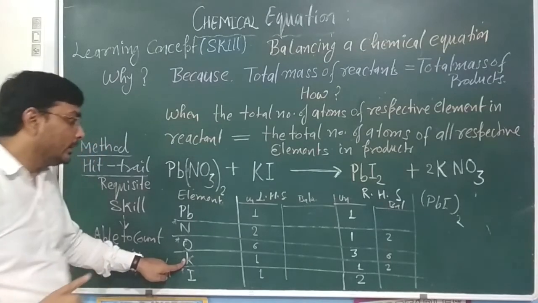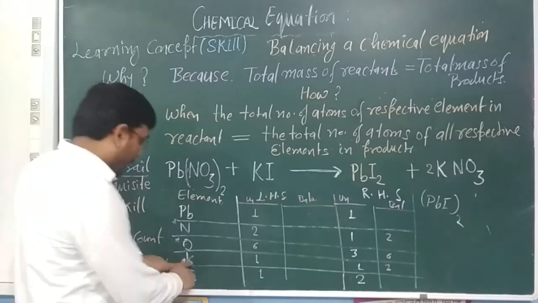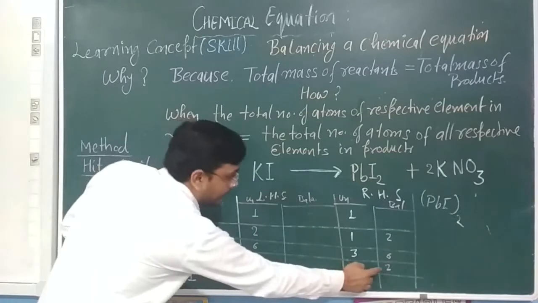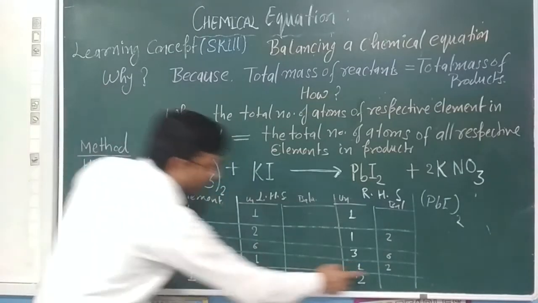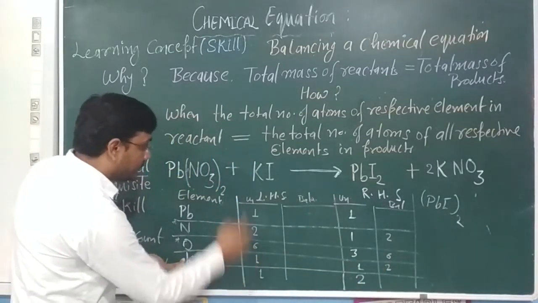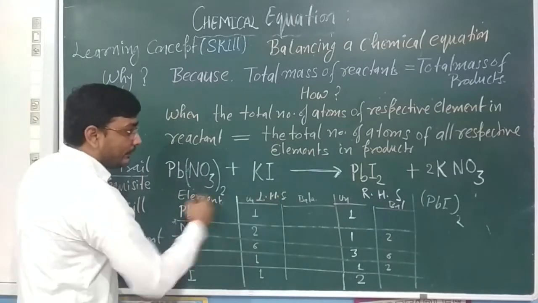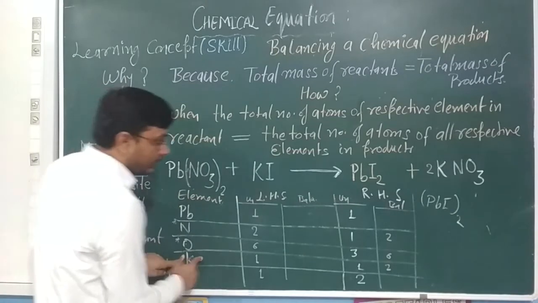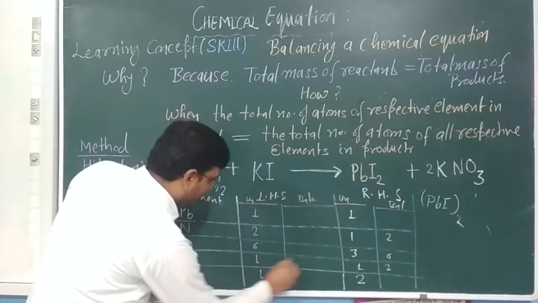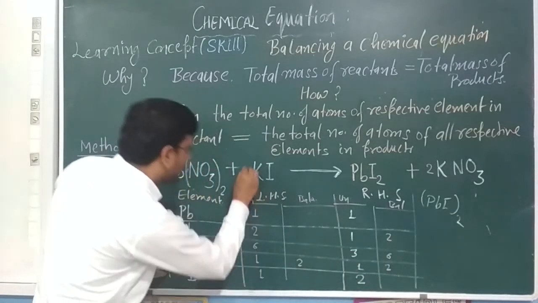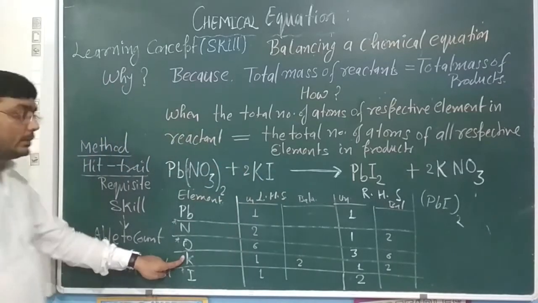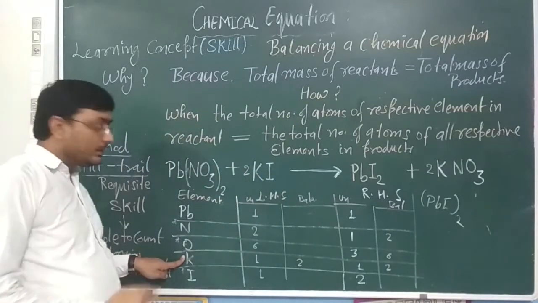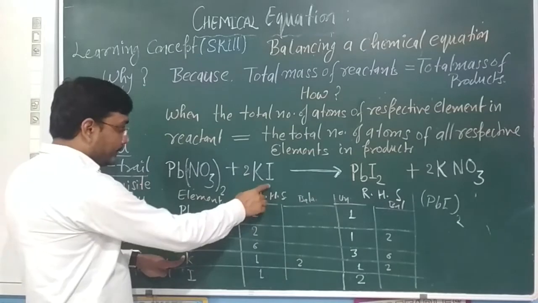Now next, look, the problem generated along with potassium. Potassium on the left hand side, LHS, and right hand side, RHS. Potassium here is only one, here it is 2. To balance, write here potassium 2. Right. Now the potassium problem is solved. Check iodine.